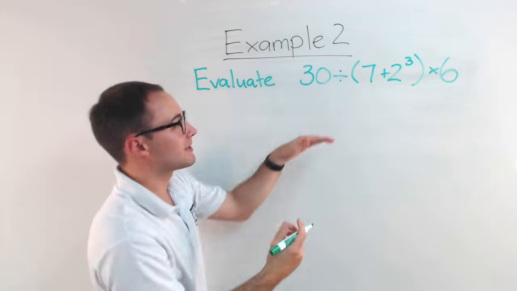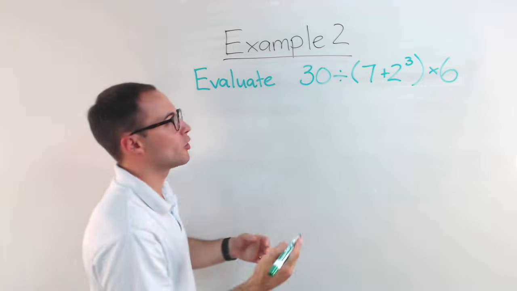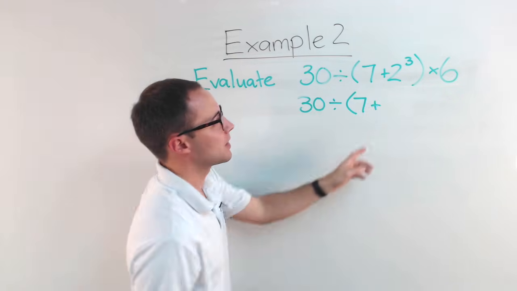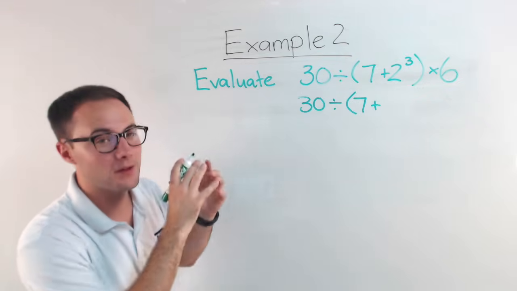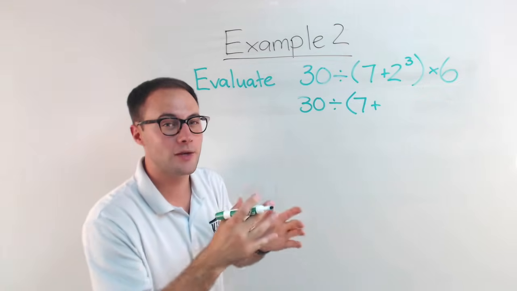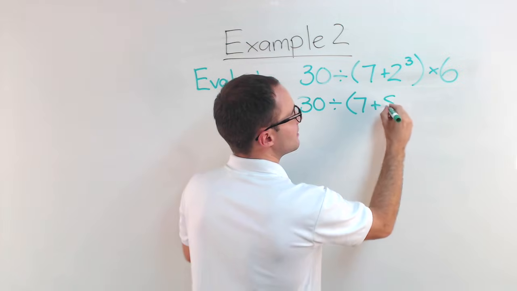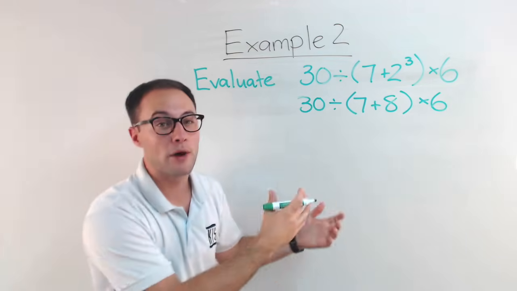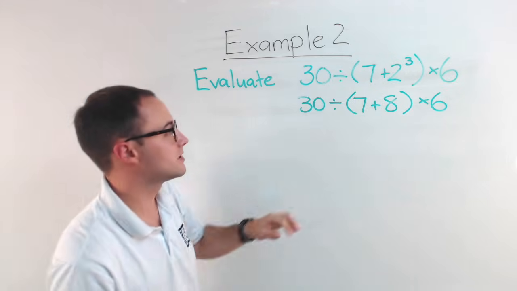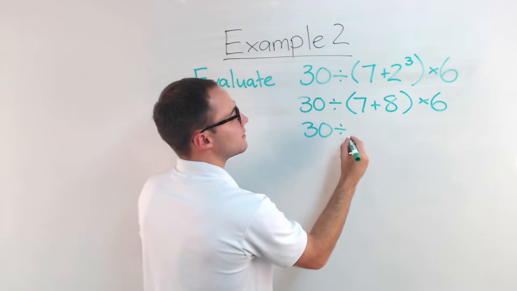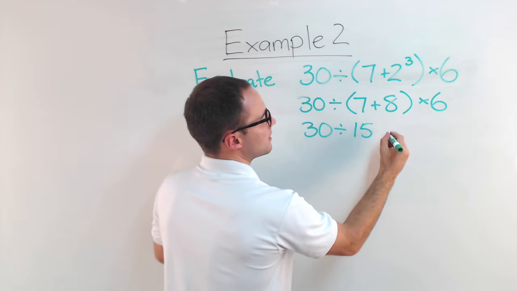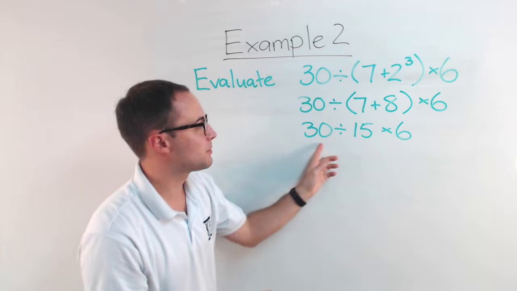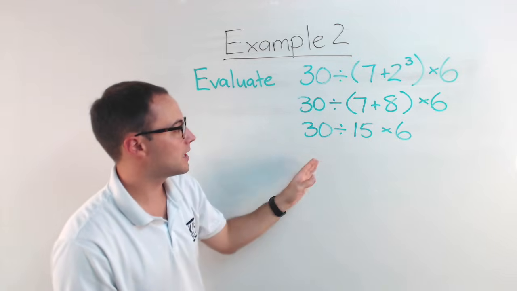Again, I'm going to do one step at a time, and I'm always going down to help stay organized. So 30 divided by 7 plus, well, 2 cubed. Hopefully from the last video, remember 2 cubed means 2 times 2 times 2, which is 8. I still have that times 6 at the end. My parentheses aren't done. I still got to do this addition, so I still have that 30 divided by 7 plus 8 is 15 times 6. Now, parentheses are done. There's no exponents here. We already did that at the beginning.